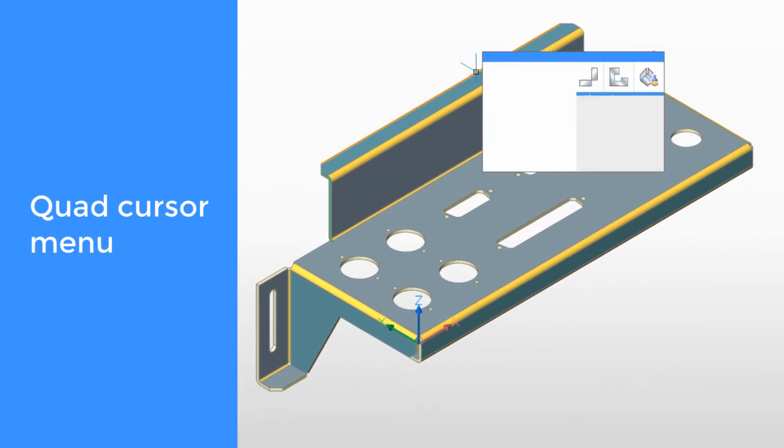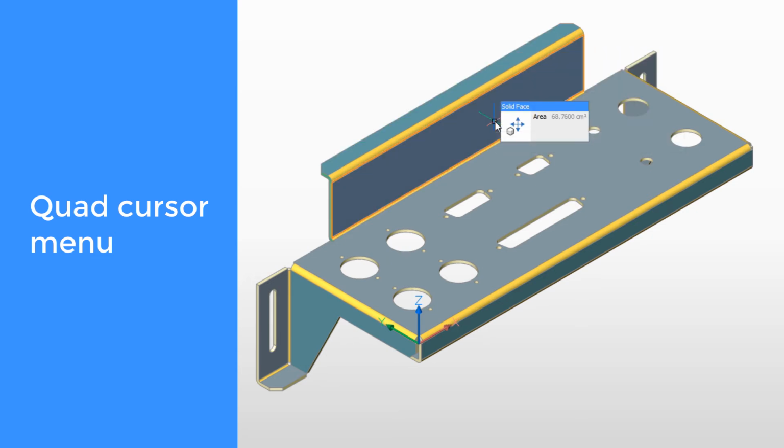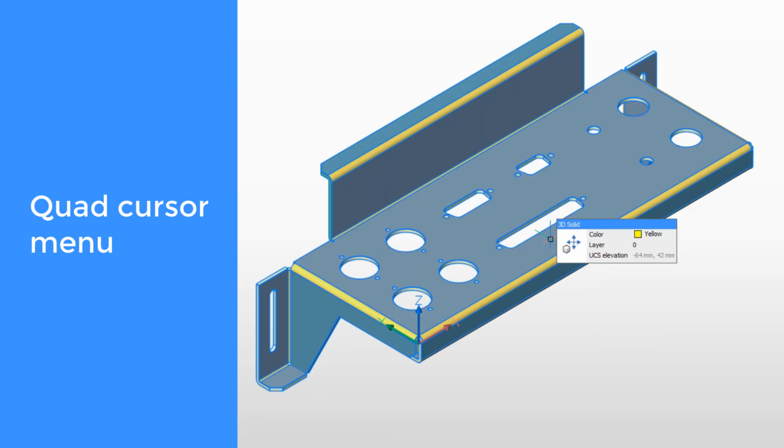Next, hover your cursor over any model element, and the quad cursor menu will appear. Move your cursor onto the quad button. The quad opens and shows you the tools that you can use on the selected element.